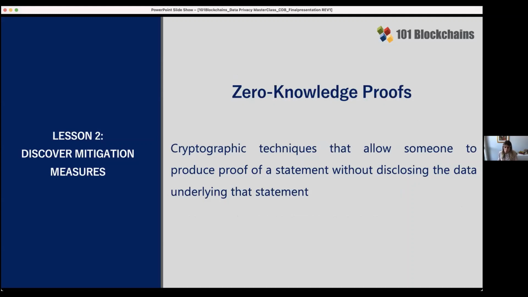Now, zero knowledge proof. I know also that there was already a masterclass on zero knowledge proof. I'm very happy about it. I also took this masterclass. Actually, it was super interesting. So I won't say that much about this technique, but basically they can be used to provide a binary true or false answer without providing any access to the underlying data. So it is possible to provide a proof of a statement, but without providing access to the information that is behind it, to the underlying data. And so this could be a very relevant cryptographic technique that allows someone to produce proof of a statement without disclosing the data that underlies that statement.